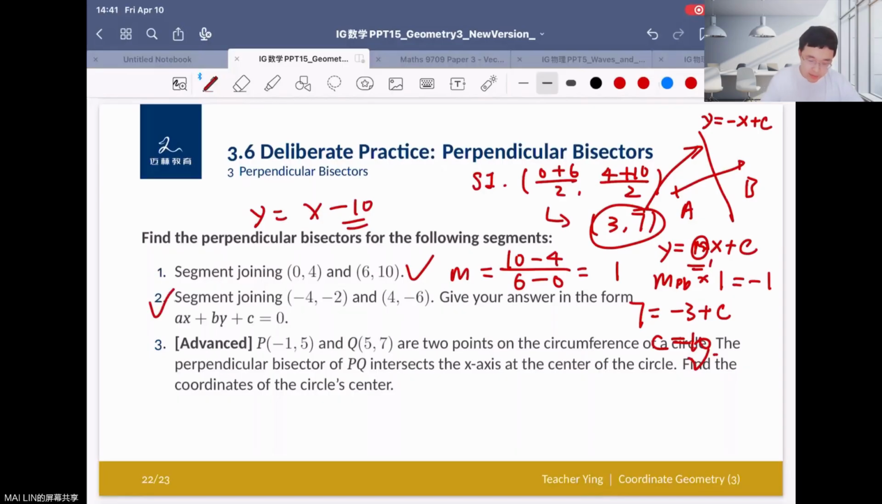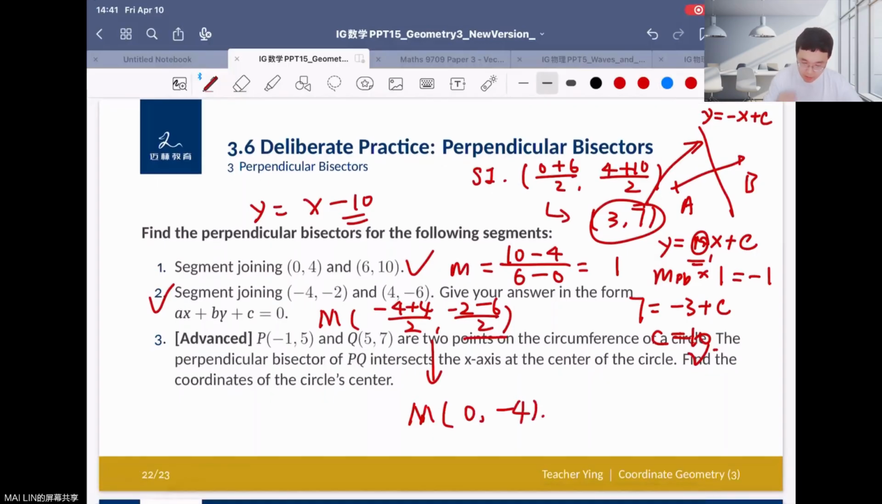And the second problem is to find the perpendicular bisector for (-4, -2) and (4, -6). First we find the midpoint, which is (-4 plus 4) over 2, that is the mean value of the two values, and then (-2 minus 6) over 2. The midpoint is 0 for x, and -2 minus 6 is -8, -8 over 2 is -4. That is the midpoint.